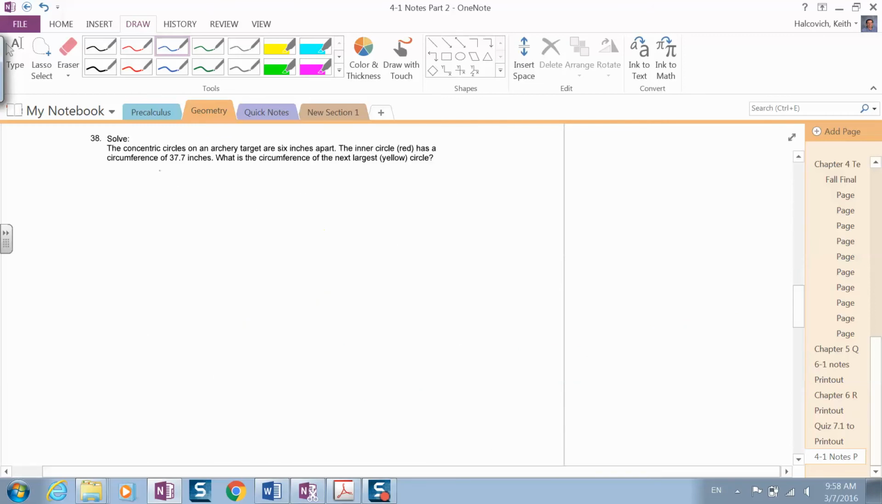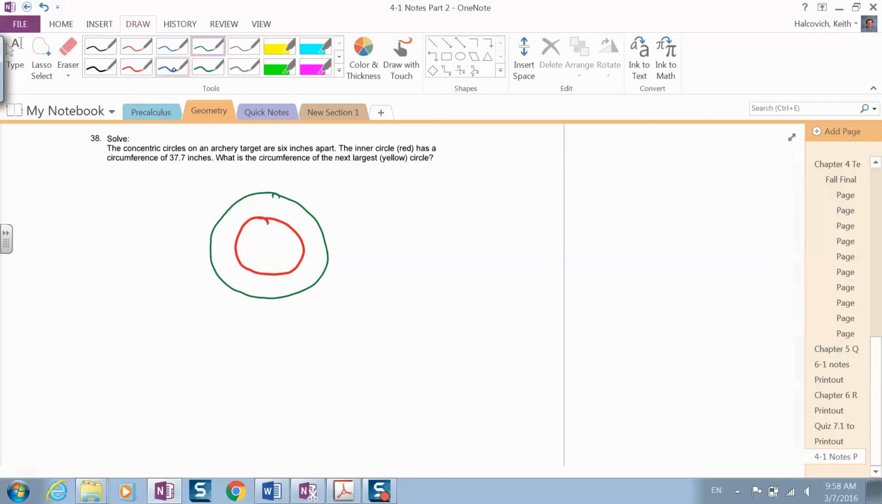So for example here, it says the concentric circles on an archery target. If you look at an archery target, you're going to have concentric circles, kind of like a dartboard. The circles are 6 inches apart. So you have the radius here, but the radius for the next bigger circle is going to be R plus 6.